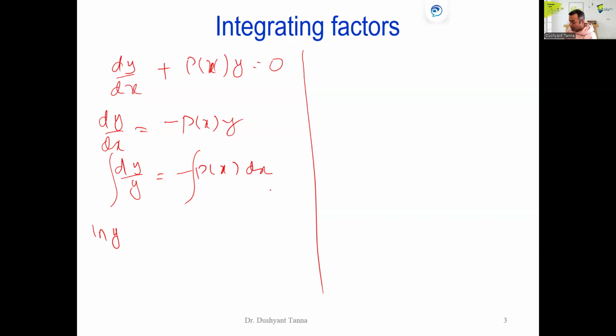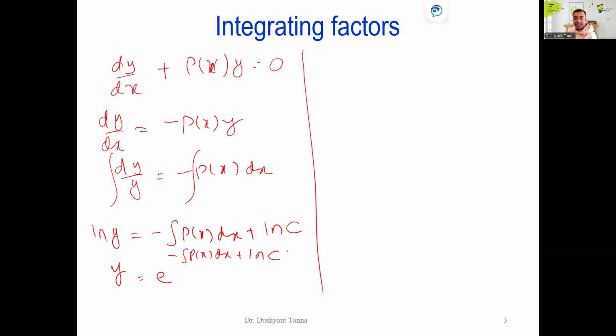Since we are integrating here minus p, I don't know p, I'll have to leave it as it is, but I'll have a constant which I will call ln C. Right. If it is ln y, it will become e raised to minus integral of p dx plus ln c.